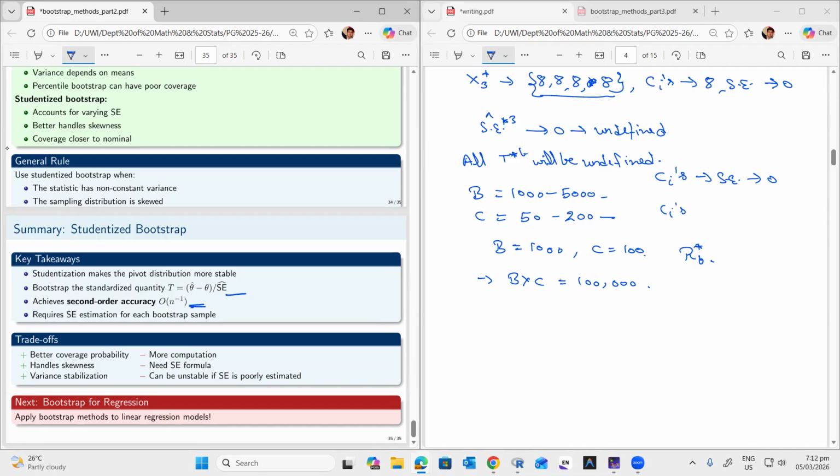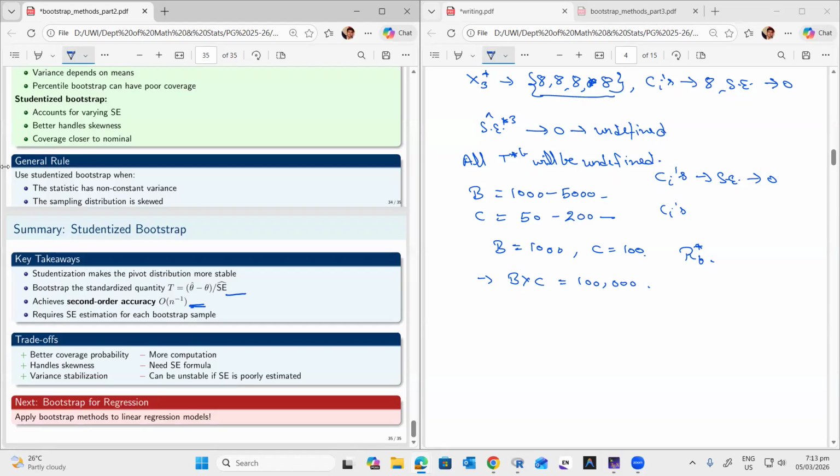So here you have better coverage probability, and the more computation you do, the better it will handle the skewness and stabilize the variance. But in that one, you need more computation. You need the standard error formula, and it can be unstable if the standard error is poorly estimated. As I showed you, if the standard error is 0, it will become undefined.